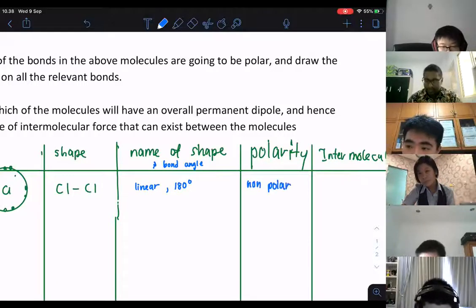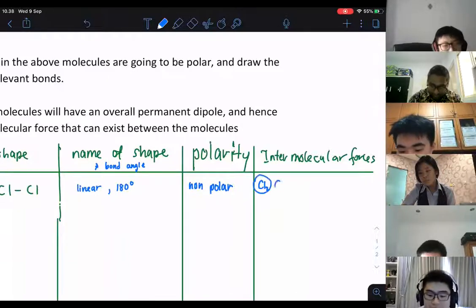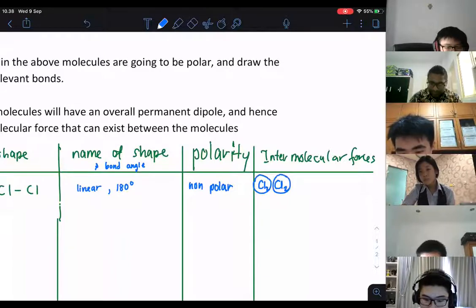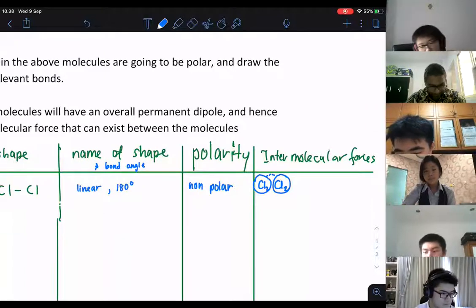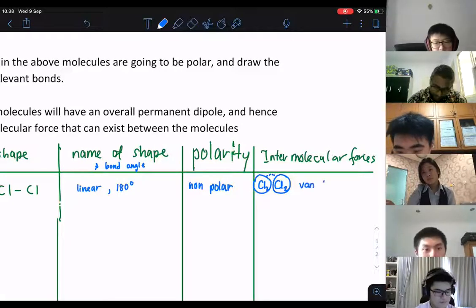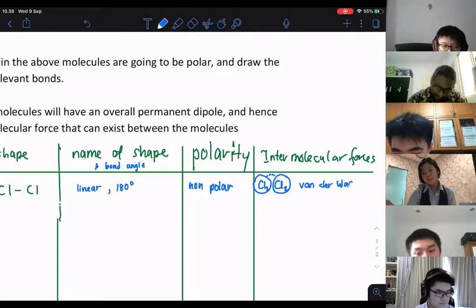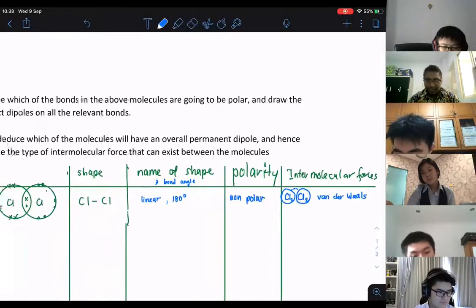And let's actually look at the intermolecular forces between Cl2 and Cl2. So what can you say about the intermolecular forces, Giuliano? Non-polar and non-polar. Van der Waals. Yes. So van der Waals forces will be the intermolecular forces for that.